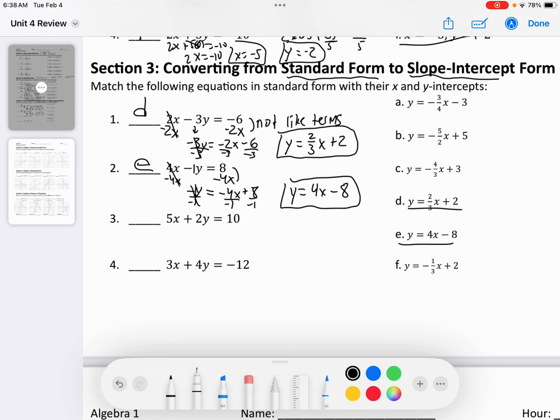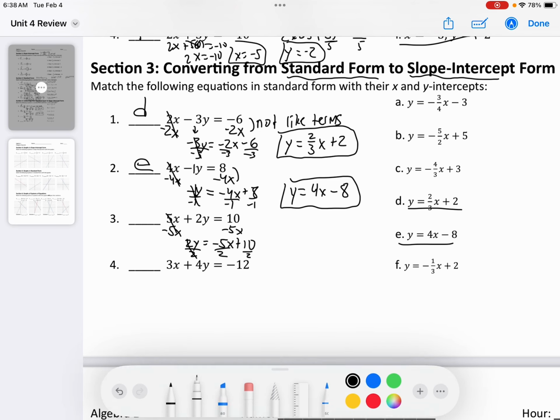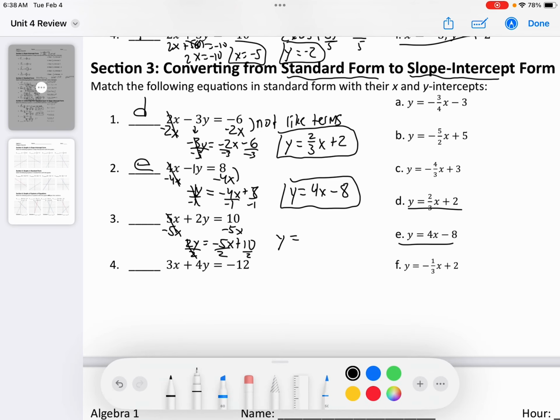Okay, then we have 5x plus 2y equals 10. Again, first thing we do is I would cancel out the x term, and so I would subtract 5x from both sides to cancel out the 5x we have. And that gives me 2y equals negative 5x plus 10. And then in order to get rid of the number in front of y, we would need to divide. So we'll divide by 2 to cancel out this 2 that we have. And that gives me y equals negative 5 divided by 2 is negative 5 over 2, x, and 10 divided by 2 is a positive 5. We have y equals negative 5 halves x plus 5, which is answer B.